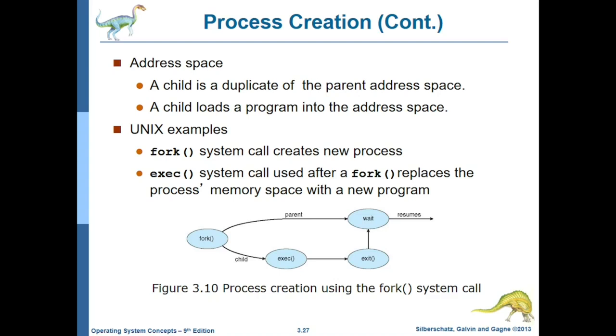The figure shows an example of how a parent process creates a child process using fork. Then the child process executes a new program using exec and finally exits. The parent process waits for the child to exit and then resumes its execution.